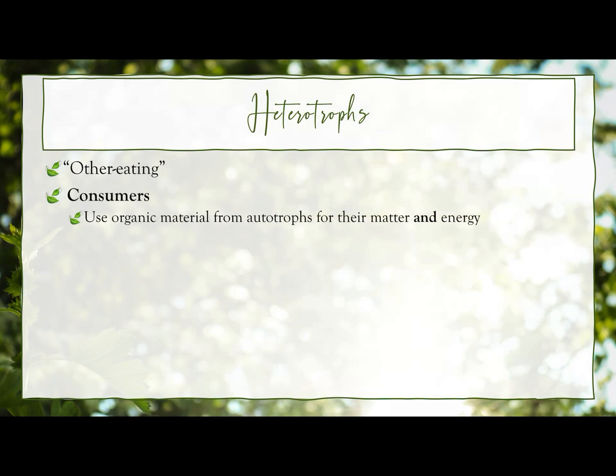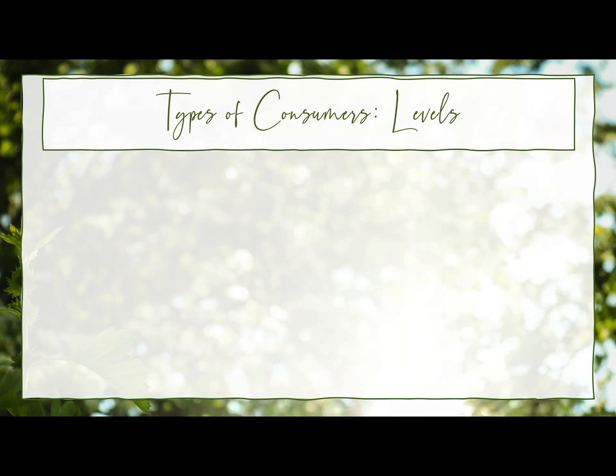If you're not an autotroph, then you have to rely on the autotrophs for your source of matter and energy, and for that reason, these are sometimes referred to as other eaters, hetero meaning other, troph meaning eating, and these guys are consumers. They're using the material and the energy that have been made by the plants, by the algae, by some bacteria, by photosynthesis, essentially, and they're consuming them. They are somehow getting those nutrients and energy into themselves to be able to do whatever they need to do.